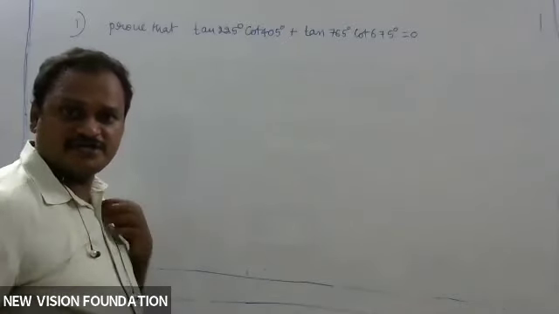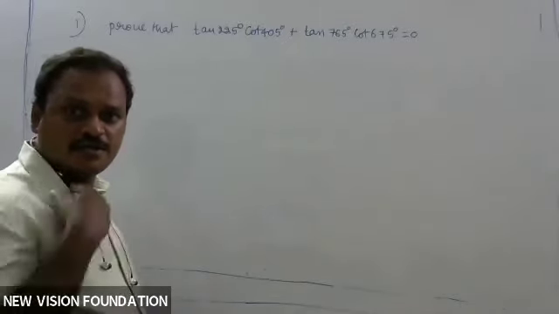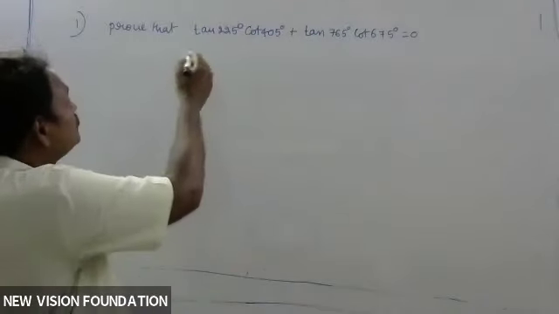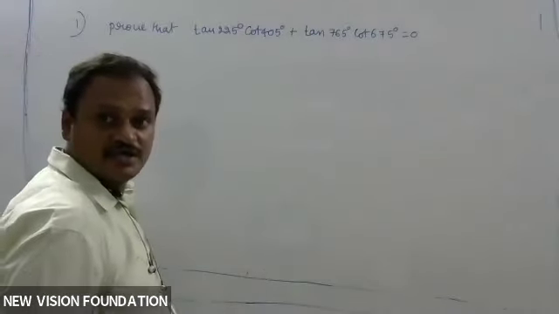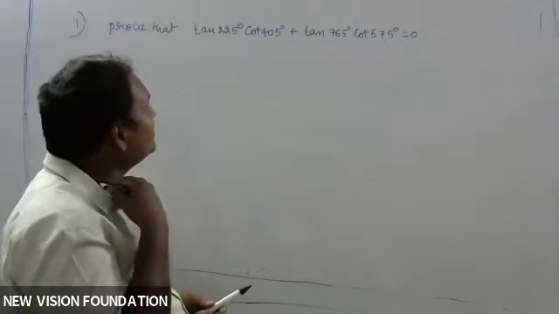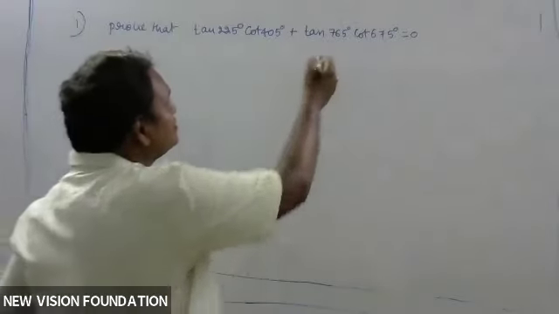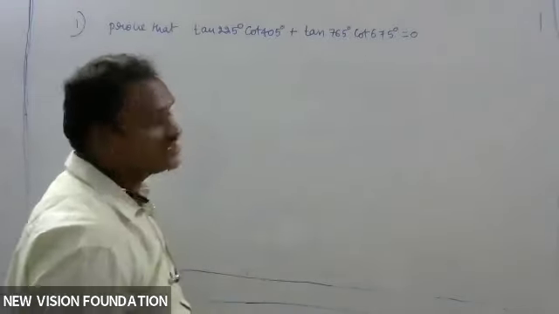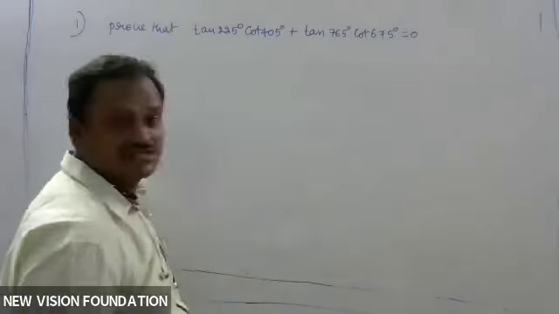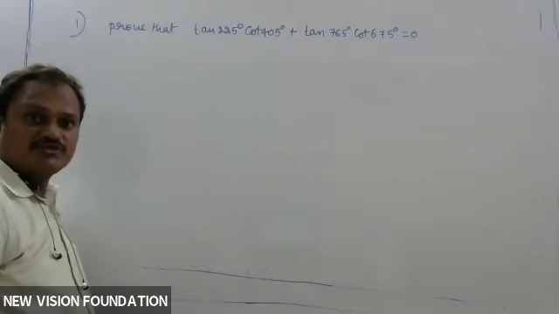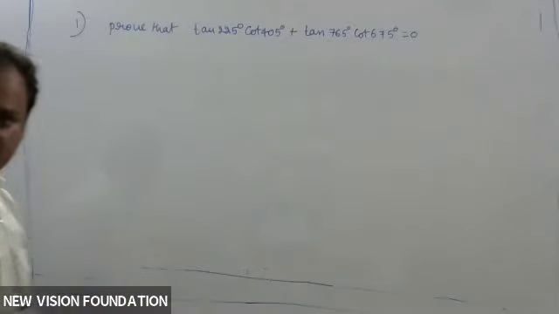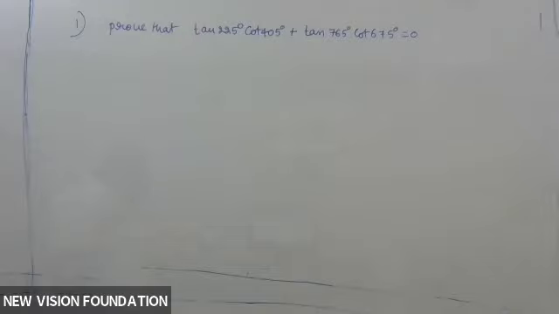Now, welcome dear students. In this class, we are going to discuss this particular problem. What is that? Prove that tan 225 degrees into cot 405 degrees plus tan 765 degrees into cot 675 degrees value becomes 0. This is what we are required to prove. How are we going to prove this particular problem? Please observe how we will be tackling this problem.